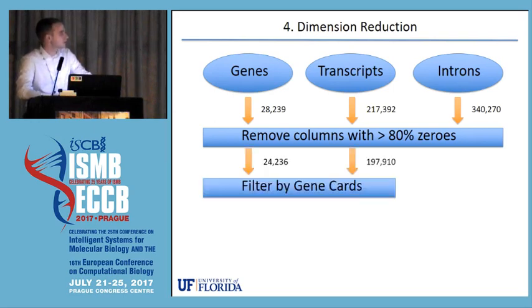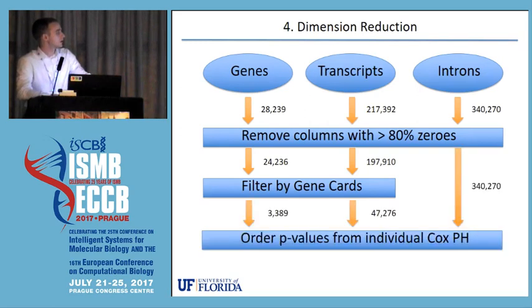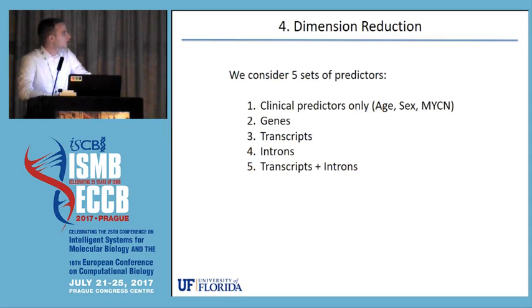For the genes and transcripts, we also looked at a gene database. We found genes that were associated somehow with neuroblastoma, and we used that data set to further filter these genes and transcripts. And then finally, we looked at how predictive each of the remaining variables is for survival by just using a single Cox proportional hazards model. We look at the p-values from those, order them, and we ended up picking just the top 2,000 for each of these. So this is what we end up with.